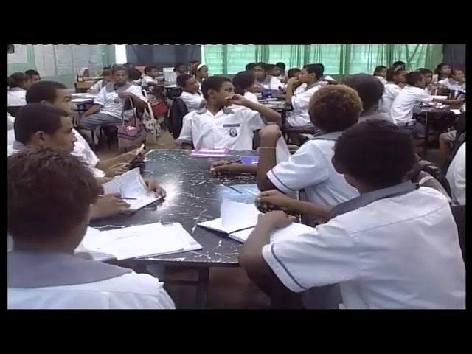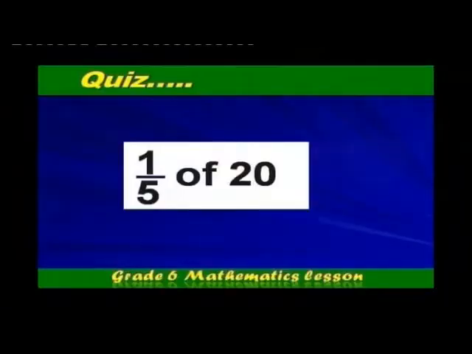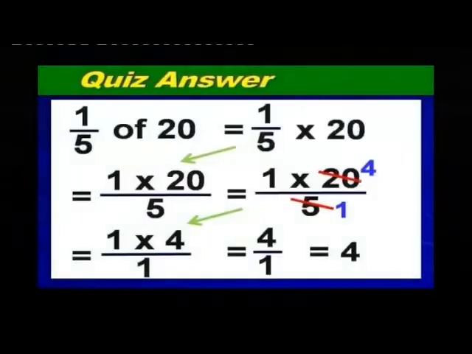How did you get your answer to 1/5 of 20? Looking up there at the screen, receiving students, 4 is 1/5 of 20. I want you to make your corrections if we didn't get it correct, if we didn't follow the right steps. Class, receiving students, I'd like you to make your corrections, please.